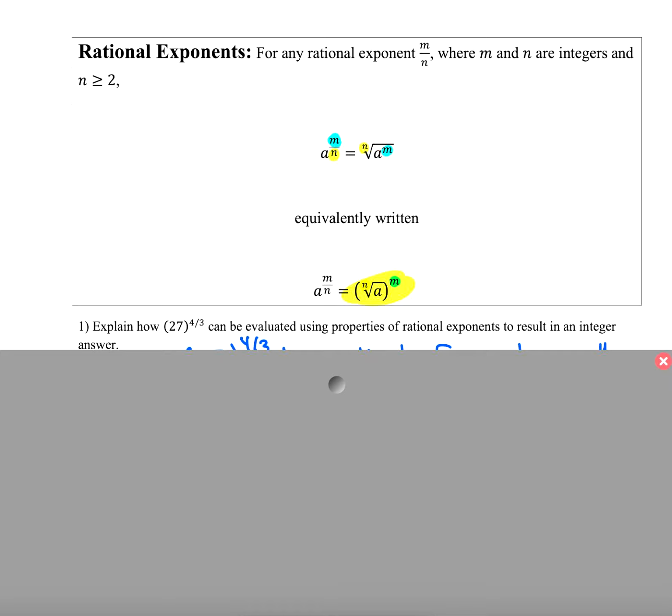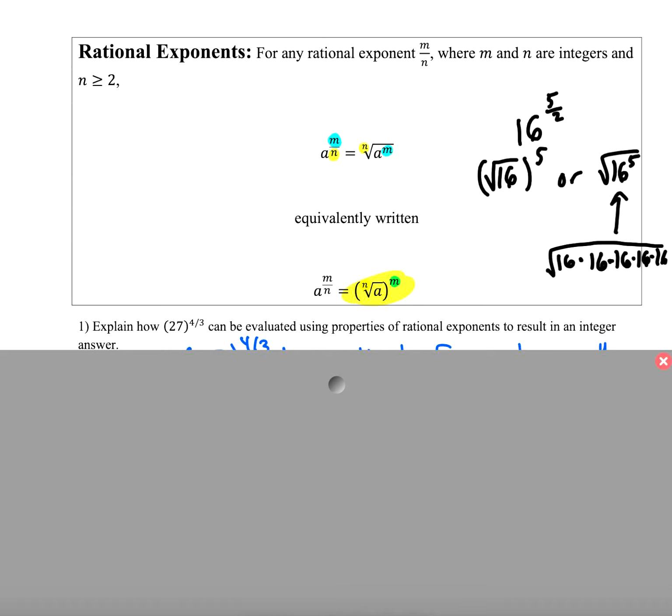For example, if we had 16 to the 5 over 2, we can rewrite that as the square root of 16 to the 5th, or we can write it as the square root of 16 to the 5th. With this one, you would have to first do 16 times 16 times 16 times 16, ran out of space, so I gotta go over here, times 16, and then square root it. That's gonna take a lot of time to multiply those 16s together, especially if you're doing it by hand. Here, for the first one, we can just do the square root of 16, which is 4 to the 5th, and then you would do 4 times 4 times 4 times 4 times 4, which would save a decent amount of time. So I always recommend doing the radical first.